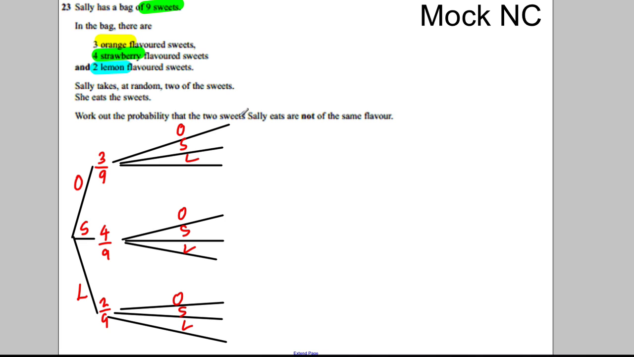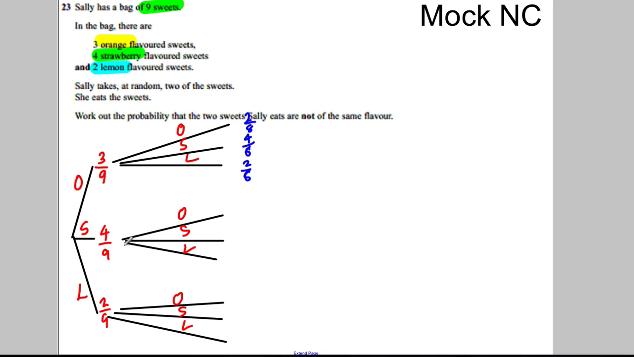Okay, then we're going to go to this one, the probability of an orange. If you took an orange, there's now only 2 left, and there's 1 less sweet in the bag. The strawberries haven't changed, so it's still 4, but it's out of 8. And if you took an orange, the lemons haven't changed, so it's still 2, but it's out of 8. These add to 8 out of 8.